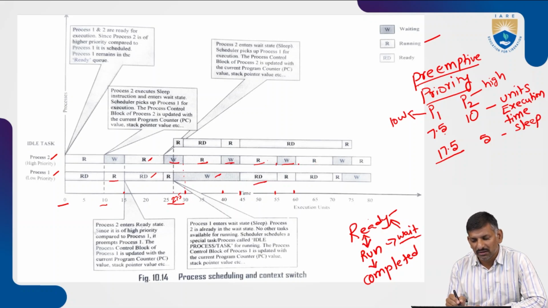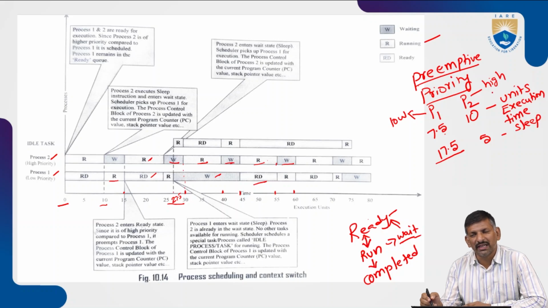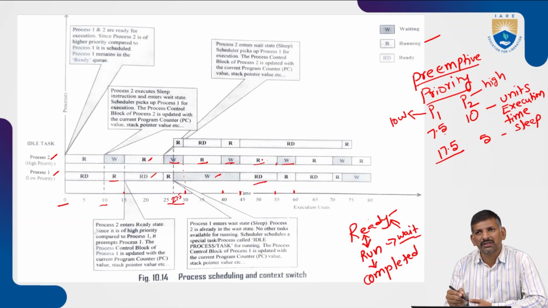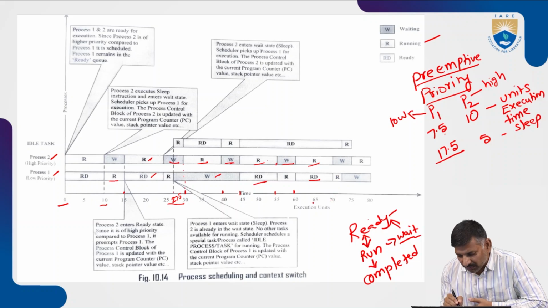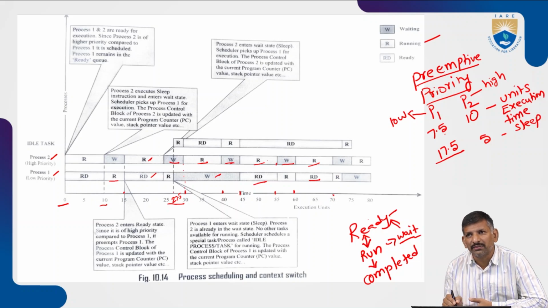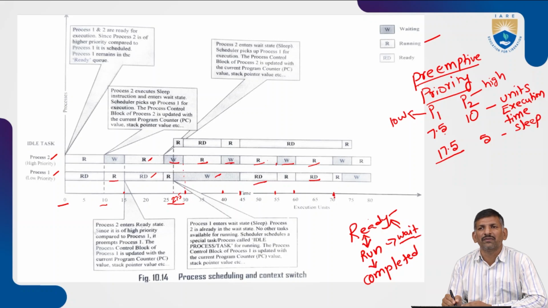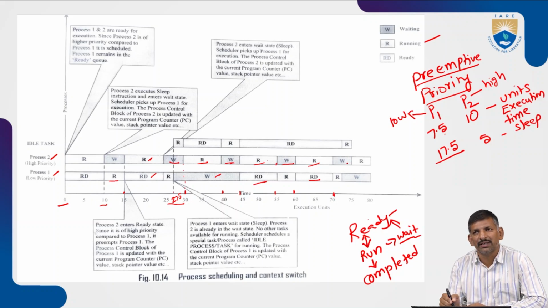It enters the ready state. Since P2 has the highest priority, P2 is scheduled for execution. So P2 preempts the currently executing task P1, which is temporarily suspended and enters the ready state again, and P2 enters the running state. P2 executes for 10 units of time, so after 10 units, that is 70, P2 enters the waiting state.